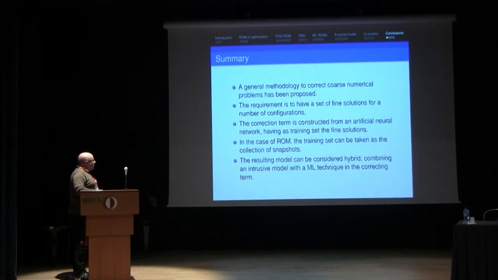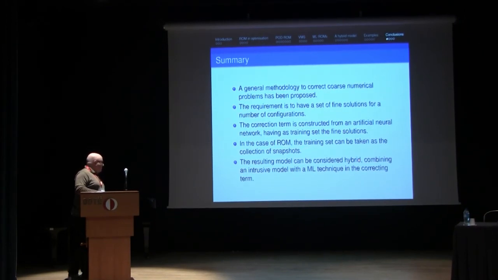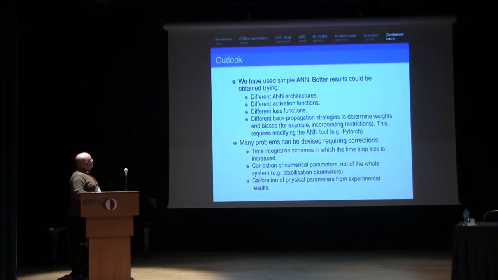The important thing is the requirement is to have a set of fine solutions for a number of configurations. And those fine solutions are known in the case of ROMs because they are the snapshots. The correction term is constructed using an artificial neural network. And as I said, the training set of that neural network can be taken as the snapshots. The resulting model can be considered a hybrid one because it combines an intrusive model with a machine learning technique.